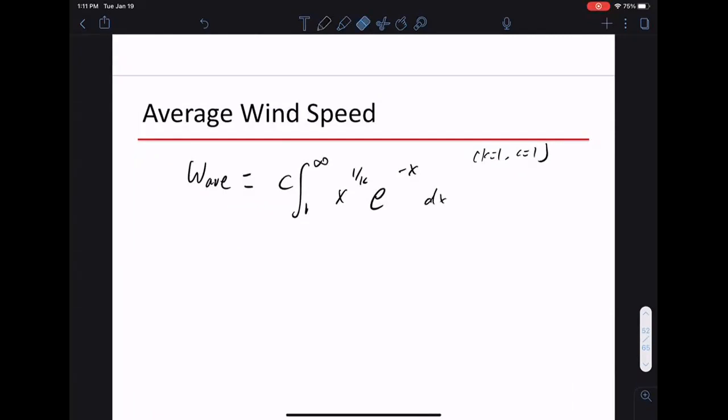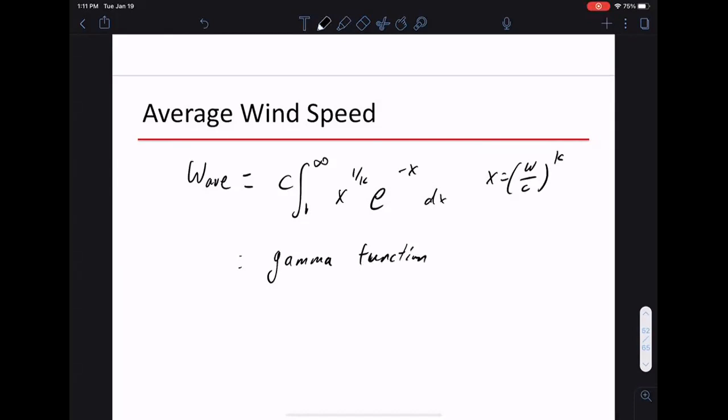Or this integral actually, you make this identification where x is w over c to the power k, and this integral you have left over. What this is is the so-called gamma function. Basically, we invent a term for this integral. It does pop up quite often. So we invent a term for this called the gamma function.